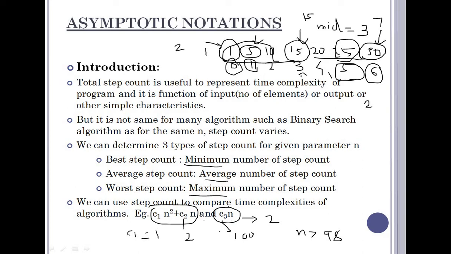So what I want to say is that this n is called the break even point. My C3n is always going to be faster than the first one after that, and that n will be the break even point.